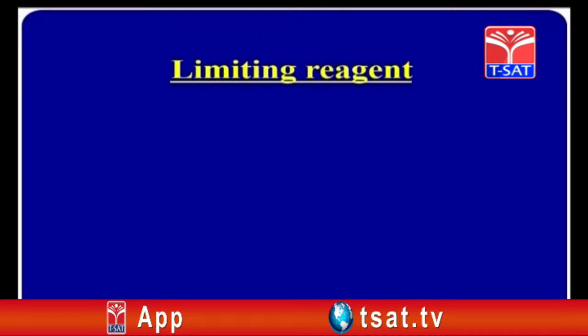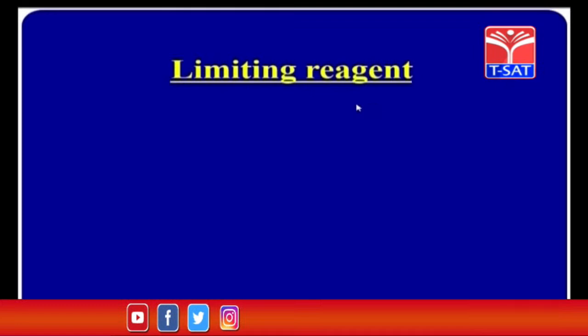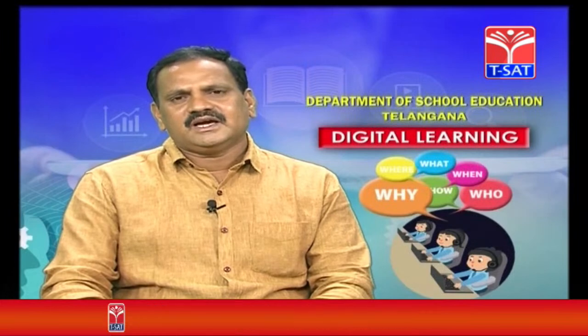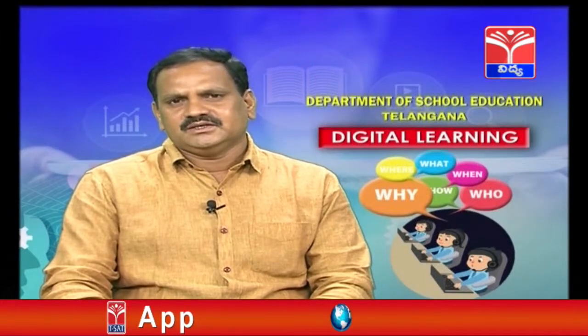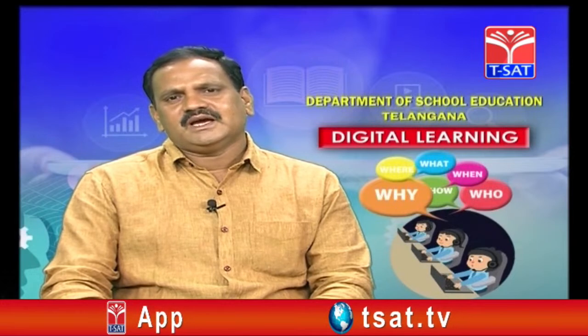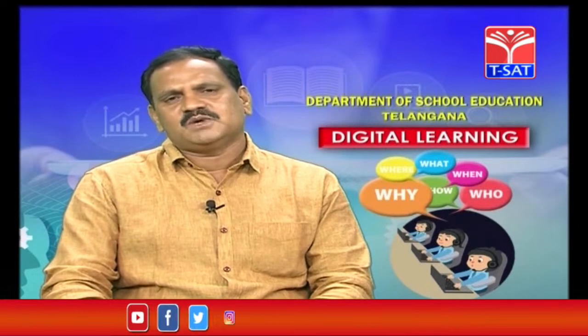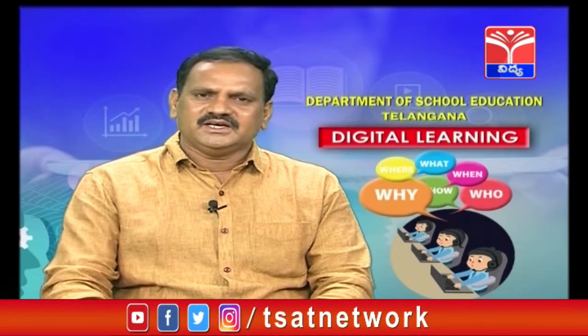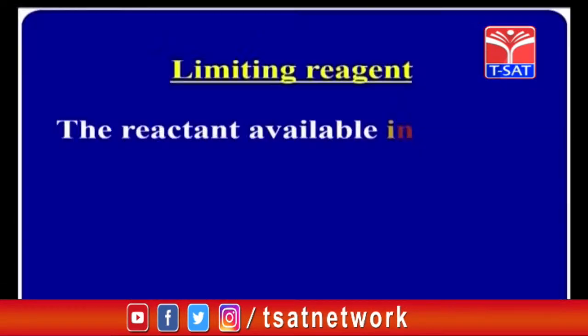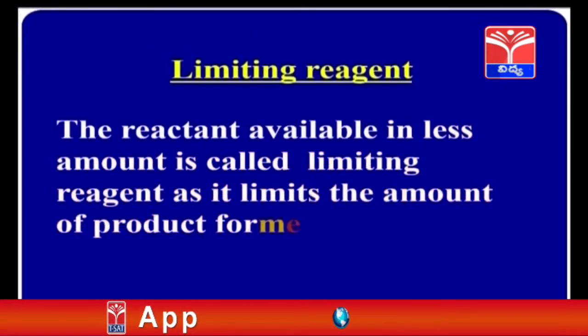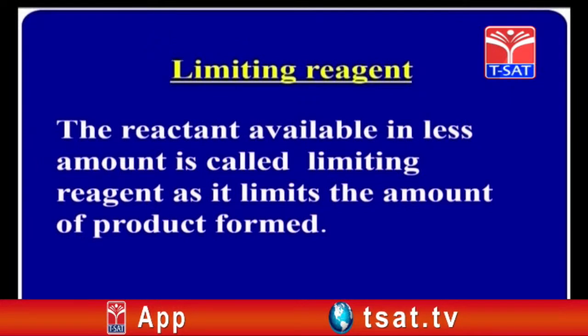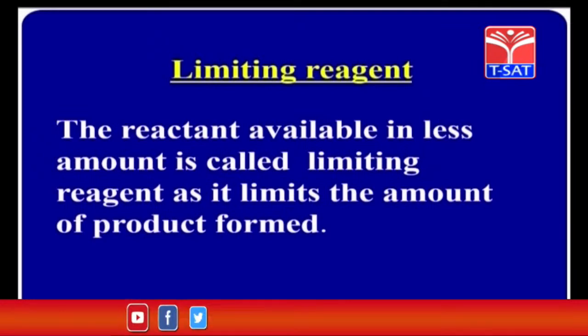Let us learn about limiting reagent. Do you know, children, what is limiting reagent? Whenever a chemical reaction takes place, to complete that reaction we need all the reactants in the required quantity, but sometimes any one reactant may be present in a smaller quantity. The reactant which is present in smaller quantity is known as limiting reagent. So that can be defined as the reactant available in less amount is called limiting reagent, as it limits the amount of product formed during a chemical reaction.